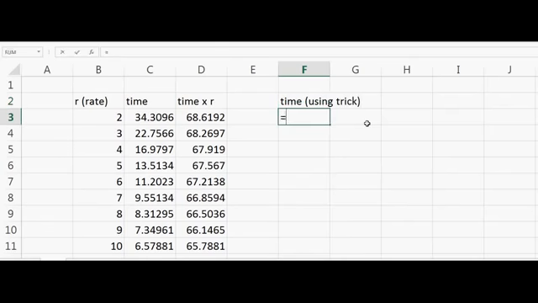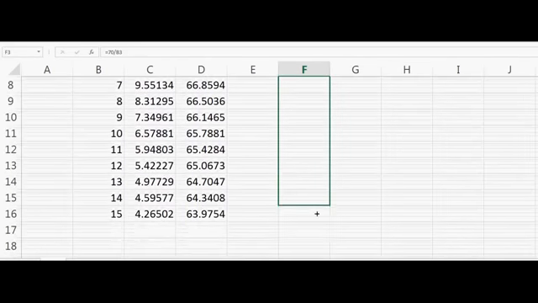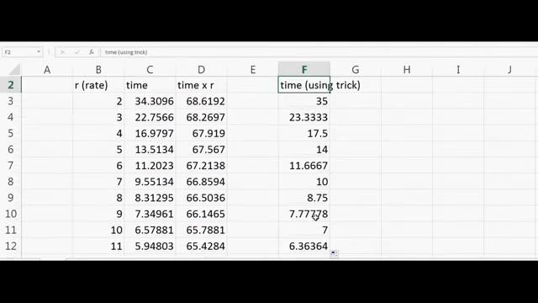So that should be equal to 70 divided by rate, that's 35 years. So you can see that originally we were calculating 34 years, but by using the trick it's 35 years, so it's a very close approximation. And we can keep doing this for all the rates, and we can see that the numbers are very close to each other.